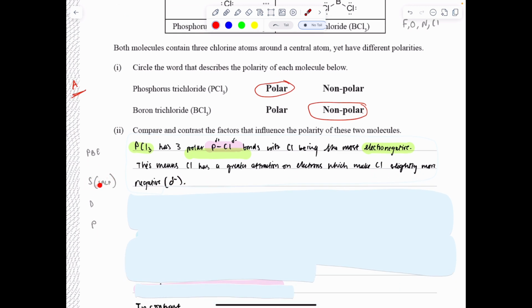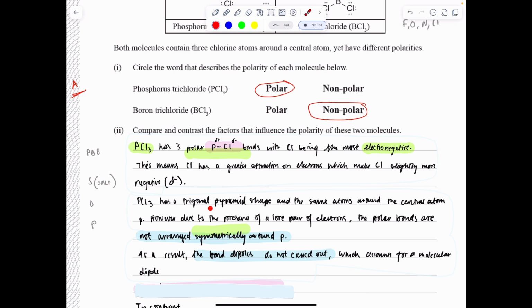The next thing I want to talk about is symmetry. S for symmetry. And within symmetry, I have to talk about shape, I have to talk about the atoms, and I have to talk about the lone pair of electrons, whether they're there or not. So, PCl3 has a trigonal pyramid shape and the same atoms around the central atom P. However, due to the presence of a lone pair of electrons, the polar bonds are not arranged symmetrically around phosphorus.